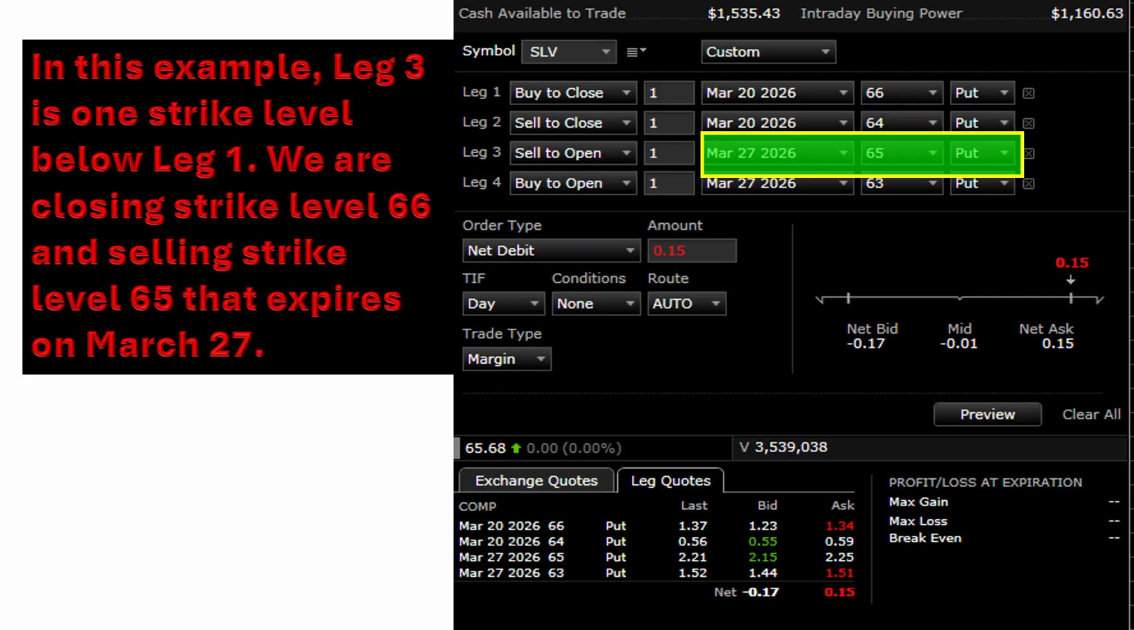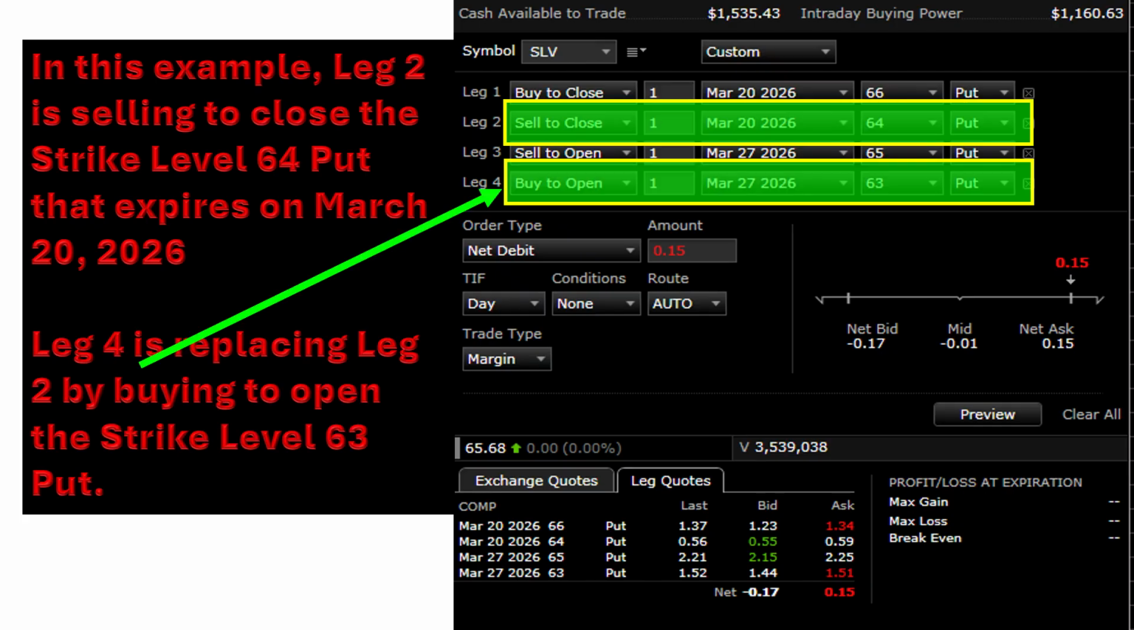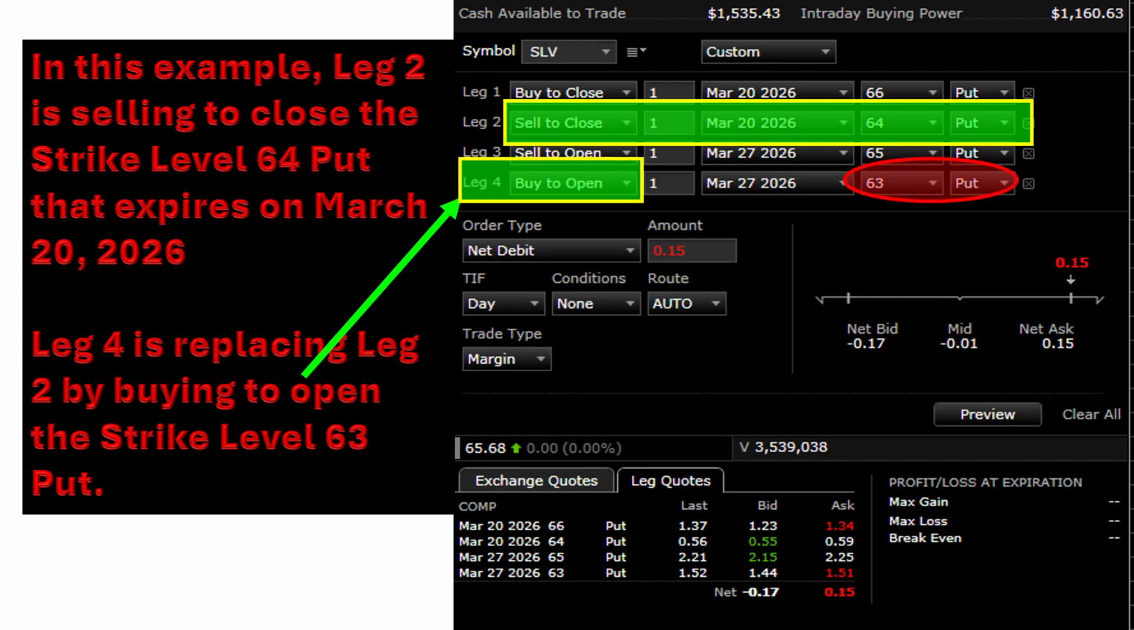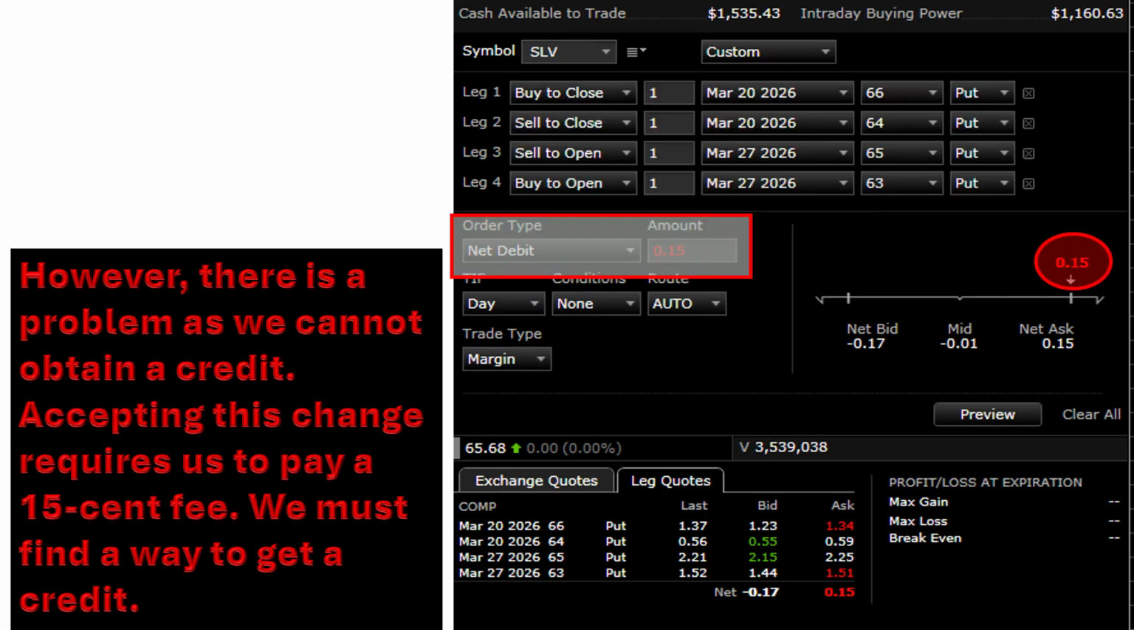In this example, leg 2 is selling to close the strike level 64 put that expires on March 20, 2026. Leg 4 is replacing leg 2 by buying to open the strike level 63 put expiring on March 27. However, there is a problem as we cannot obtain a credit. Accepting this change requires us to pay a 15-cent fee. We must find a way to get a credit.